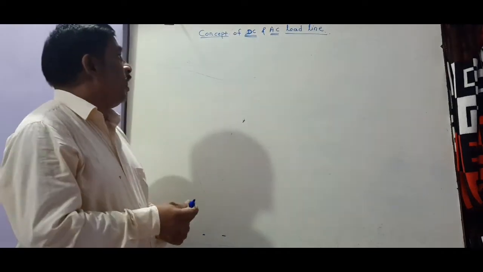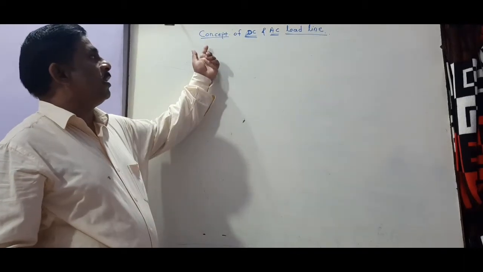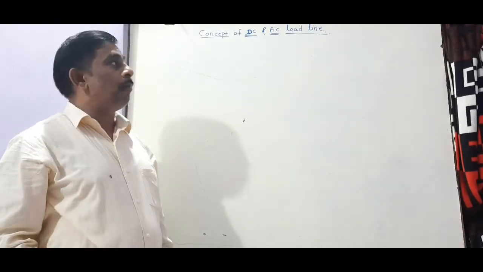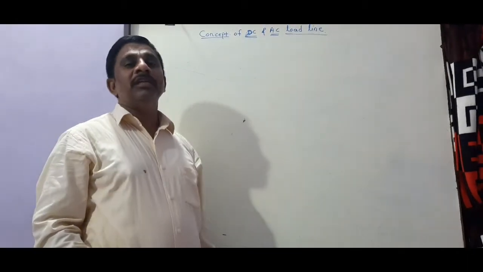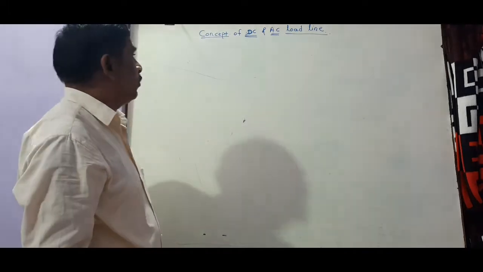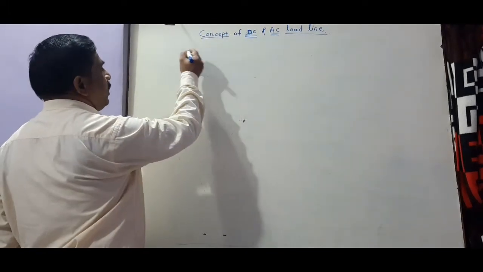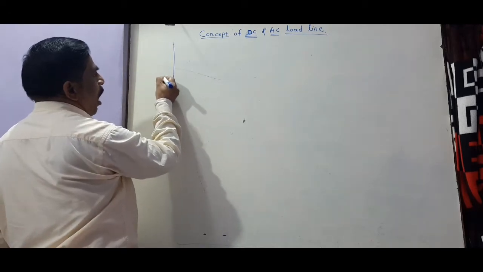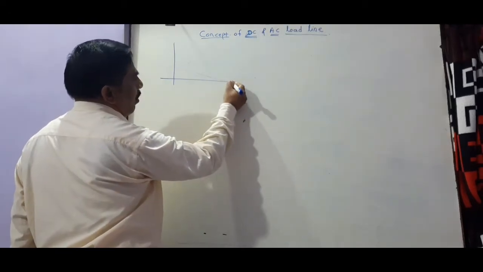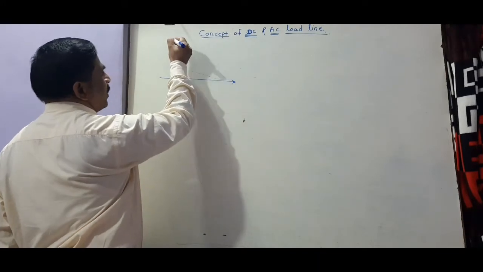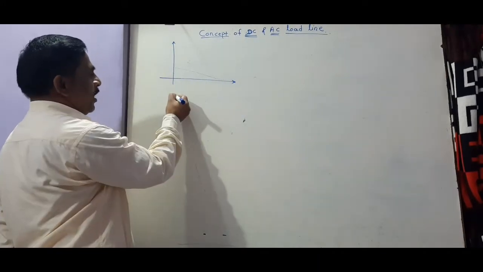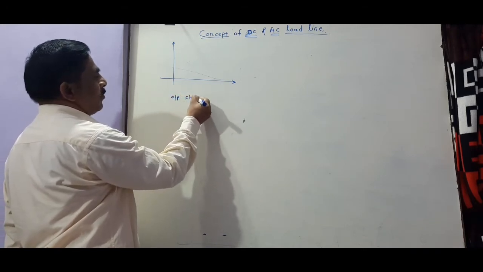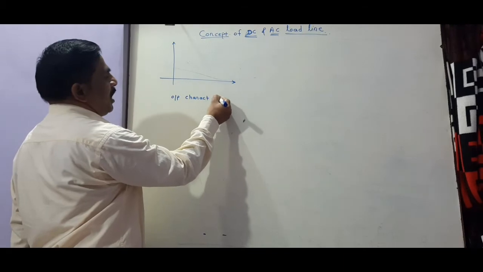Today I will explain the concept of DC and AC load line. This is a topic from the bipolar junction transistor. The concept of DC load line is obtained from the output characteristics of the CE amplifier. CE means common emitter amplifier.